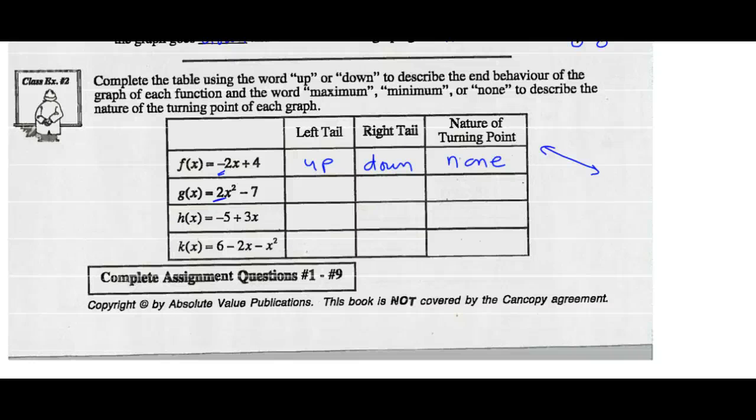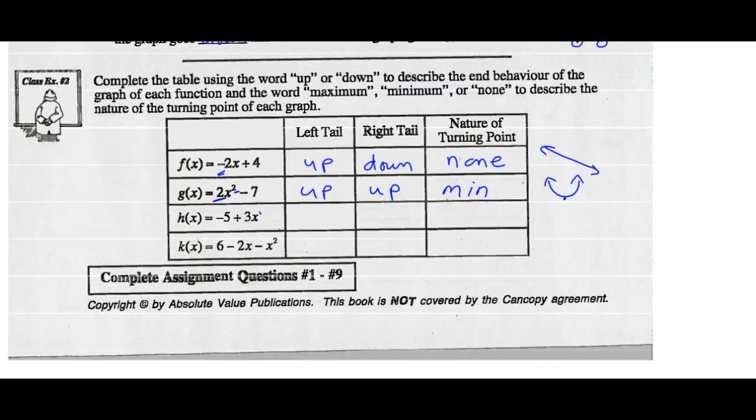g of x, positive leading coefficient, and it's a degree 2 function. All right, so that means this parabola is going to open up. So both the left tail and the right tail are pointing up. And nature of the turning point, well, because that's the lowest point on the graph, we call that a minimum.